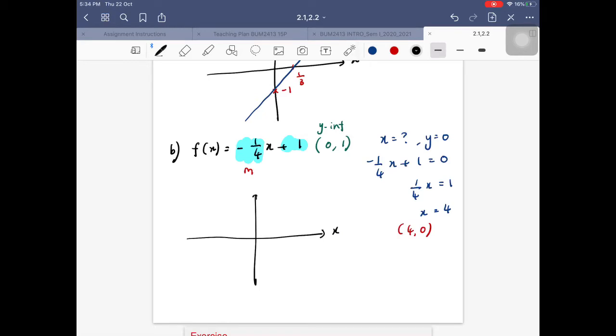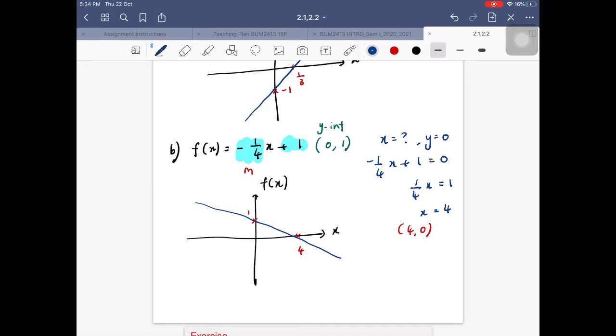Right, so this is going to be my x axis here, and f of x for the vertical axis. So let's plot the coordinates. So 0, 1, and let's say it's going to be somewhere up here, and 4, 0 is going to be somewhere down here. So this is going to be a 1 and this is going to be a 4. And all I have to do is connect these two dots together. And there goes my graph of negative 1/4 of x plus 1.